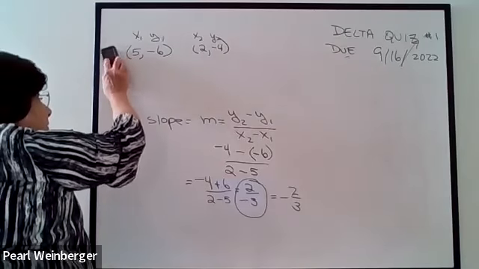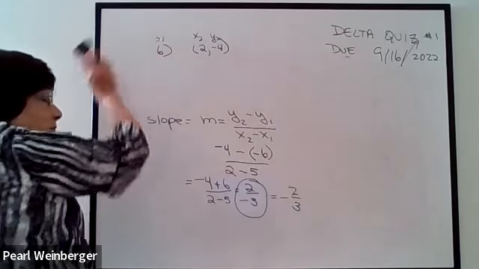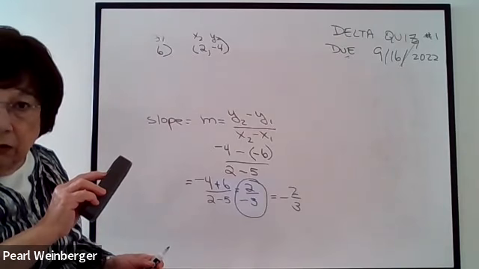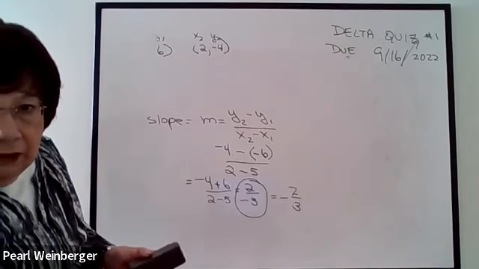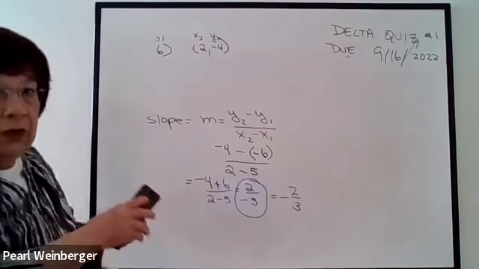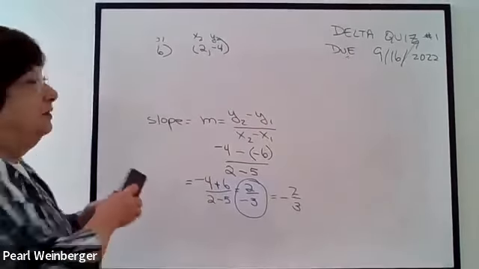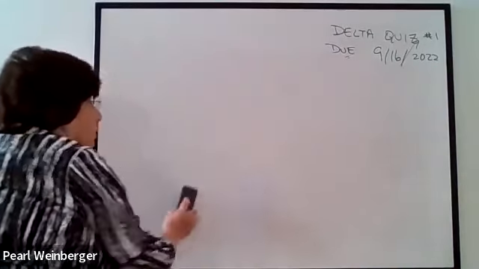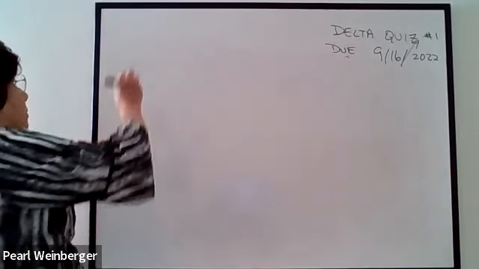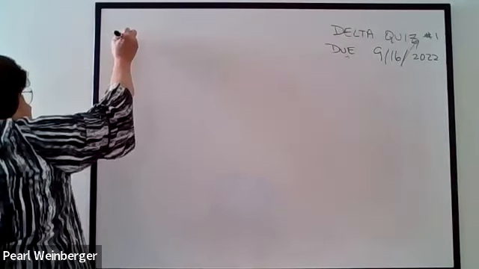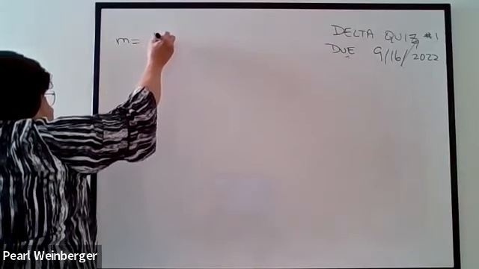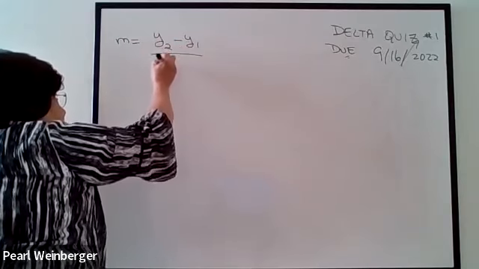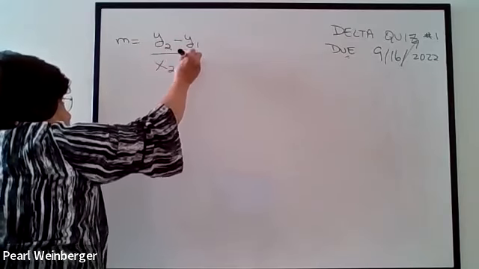I'm going to erase what's over here. Is it okay if I erase what's over here, or are you still copying? Okay, nobody answered. That means I can. Okay, thank you. I'm going to move the formula up higher, so it's right in front of us. The slope of the line is y2 minus y1 over x2 minus x1.